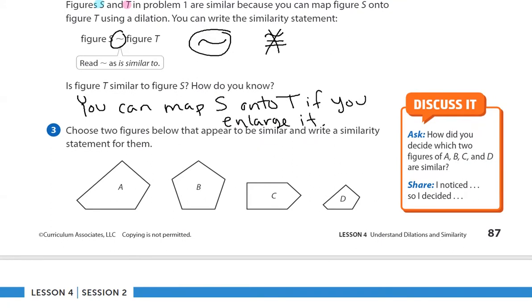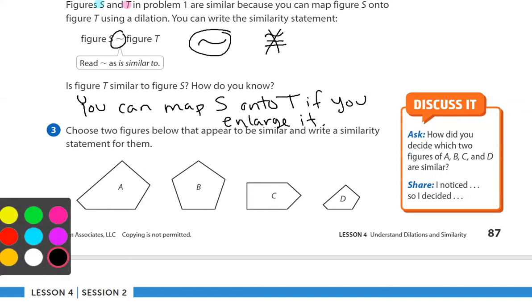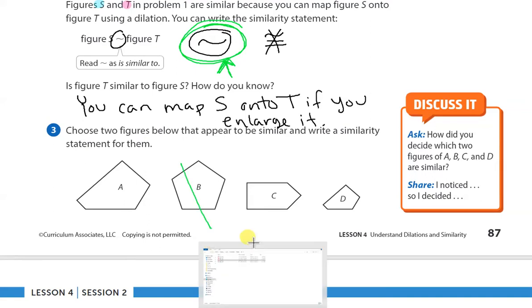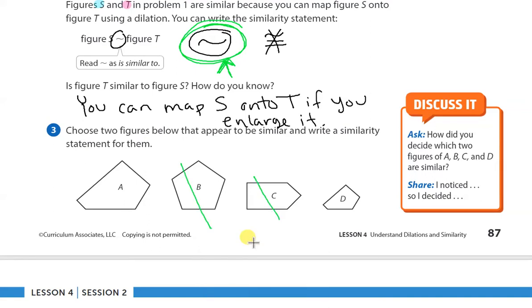Okay, now all you got to do is look at number 3 here, and you choose two figures that appear to be similar and write a similarity statement. Similarity statement just means use this right there. Use the similar symbol. So let's see, which ones look the same? No. No. Oh, there we go. Right there. And right there. That looks like the same shape, doesn't it? Well, in that case, I'm just going to put A is similar to D. That's all you got to do there.